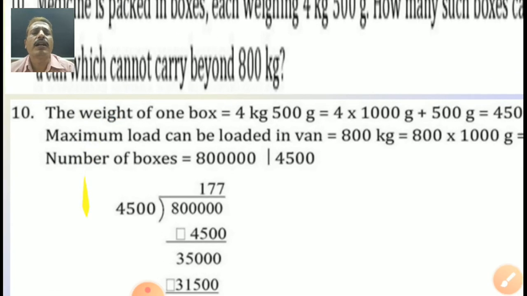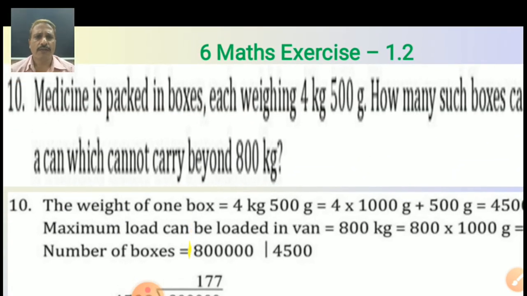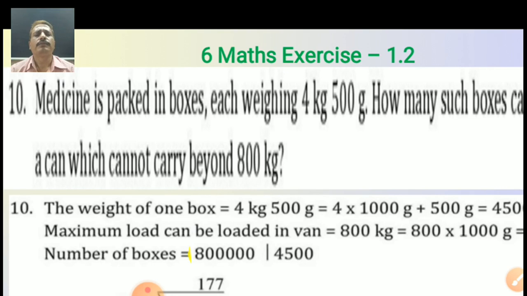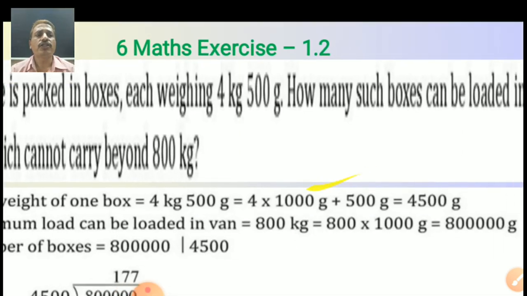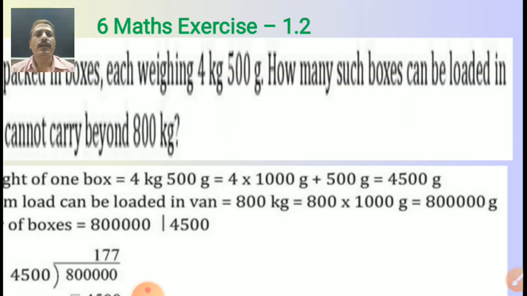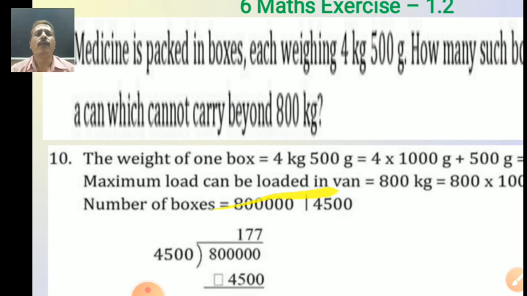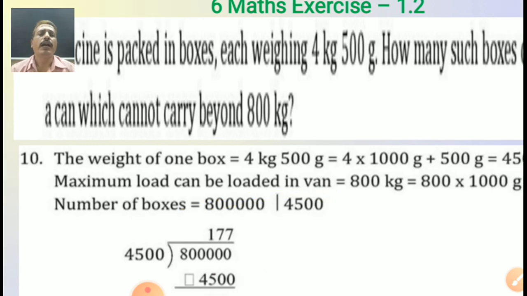Question number 10. A medicine is packed in boxes, each weighing 4 kilogram 5 grams. How many such boxes can be loaded in a van which cannot carry beyond 800 kilogram?